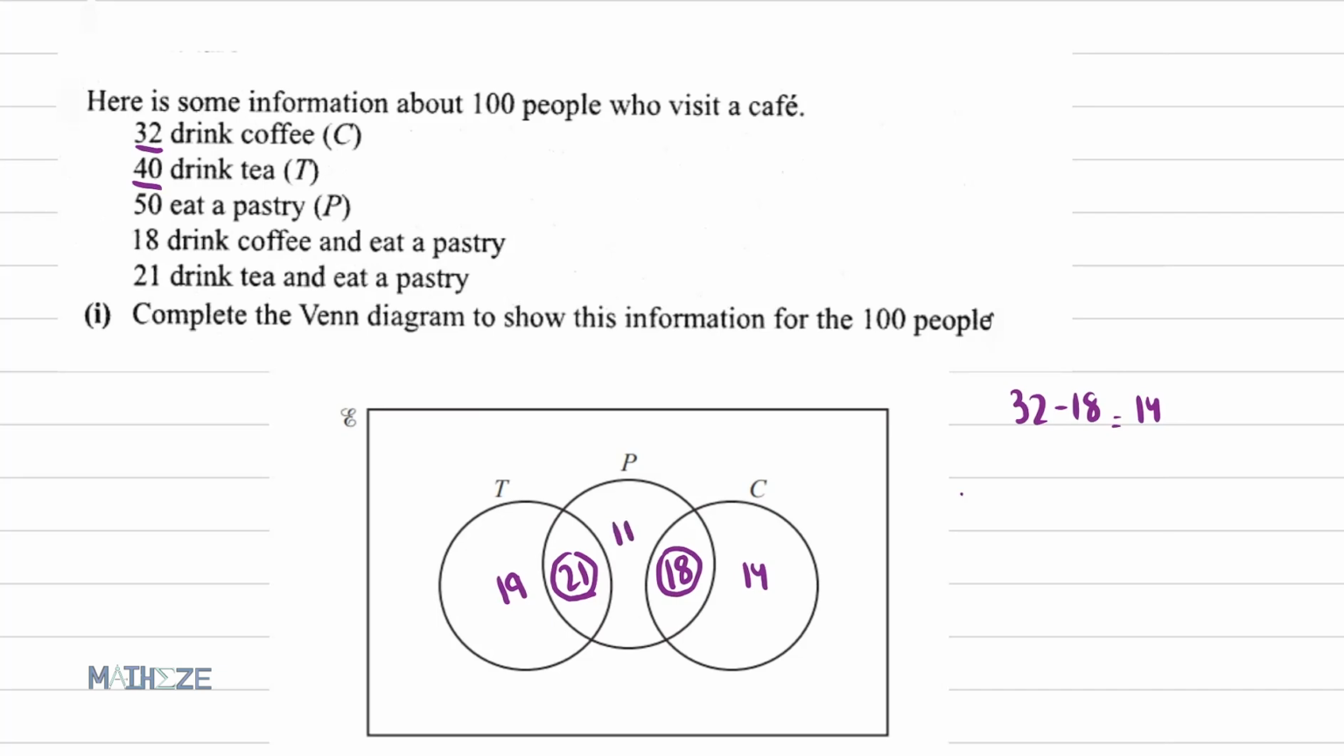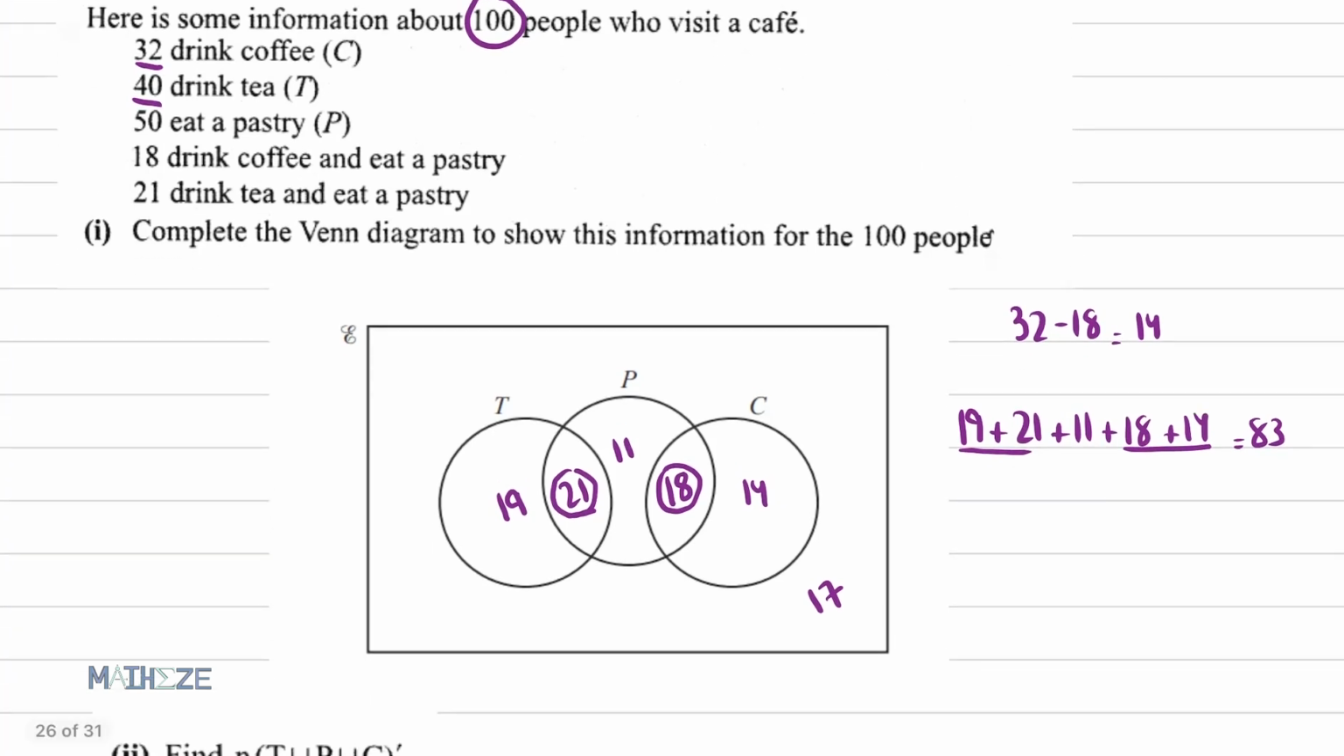Now let's add all of these. 19 plus 21 plus 11 plus 18 plus 14. So it's going to be 72 plus 11. That makes how much? 83. What's coming? 83. That means 17 people will be out of sets because there were total 100 people. 100 minus 83 is what?